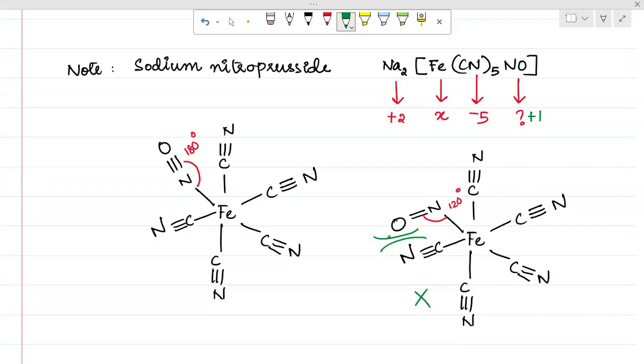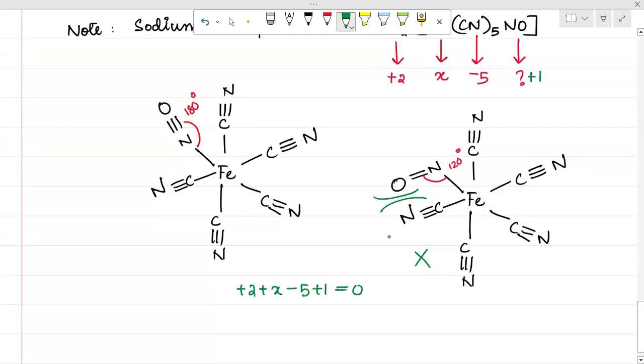So what is the total oxidation state? Plus 2 plus X minus 5 plus 1 is equal to 0. Correct? Plus 2 minus 5 is minus 3, plus 1 is minus 2. Iron is in plus 2 oxidation state. This was a previous year question. Okay, so generally in octahedral complexes, because of the space limitations, they most commonly have linear shapes.